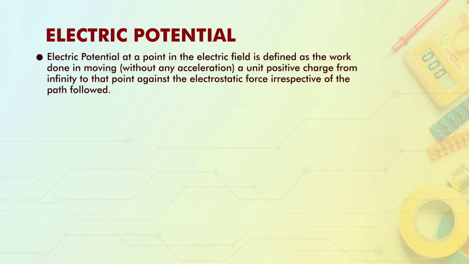Electric potential at a point in the electric field is defined as the work done in moving a unit positive charge from infinity to that point against the electric force, irrespective of the path followed. Electric potential is the work required to move a unit positive charge from infinity to a specific point in the electric field against the electrostatic force, regardless of the route taken.